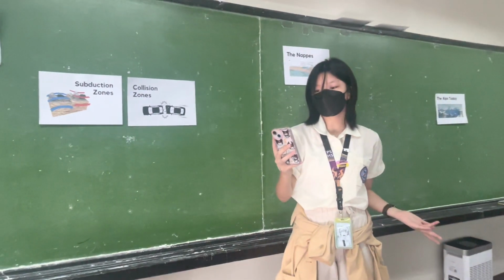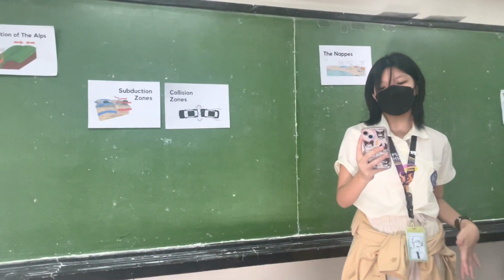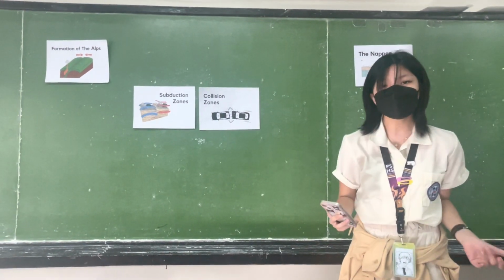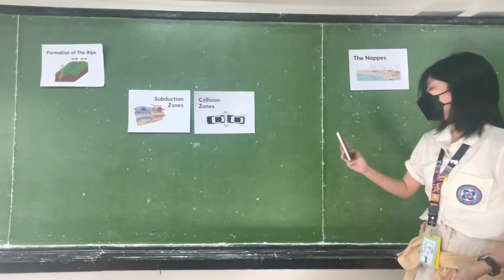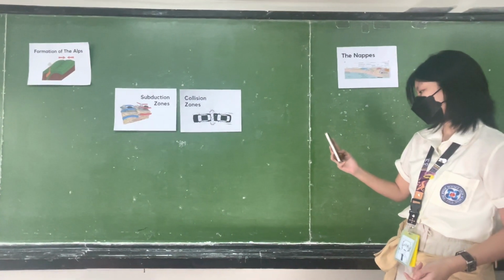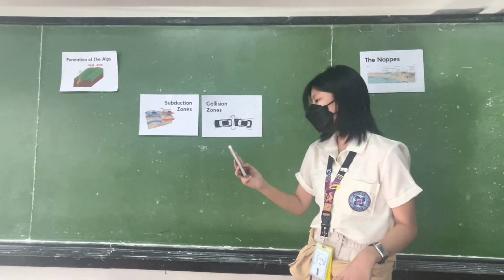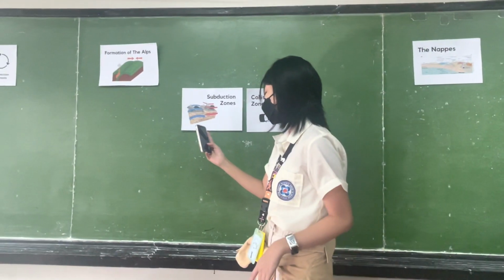After drifting apart for quite a long time, part of the Laurasian and Gondwana, namely the Eurasian and African plates, collided again. This formed the Alps. With this collision, we get a convergent plate boundary. There are two possibilities, subduction zones or collision zones. Subduction zones are when a plate goes under another plate.